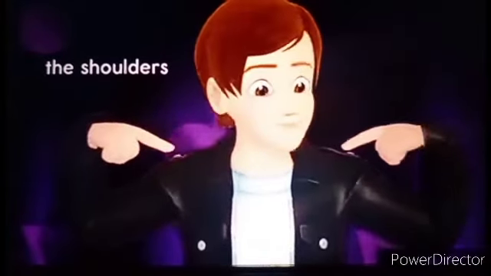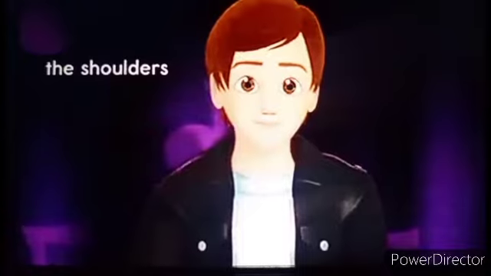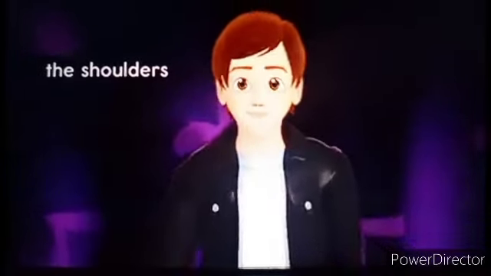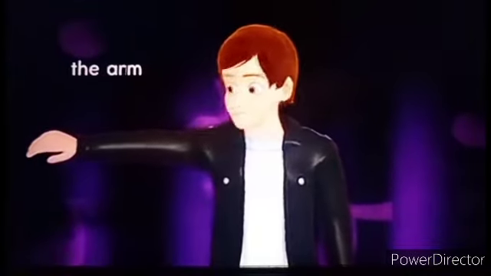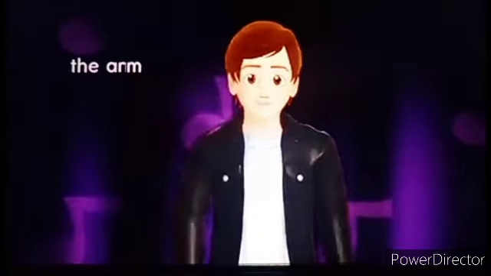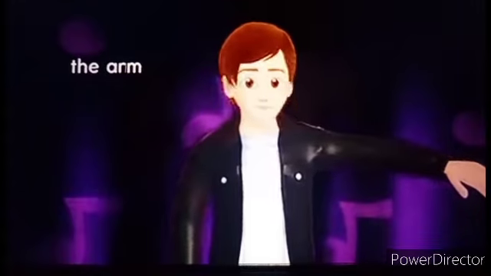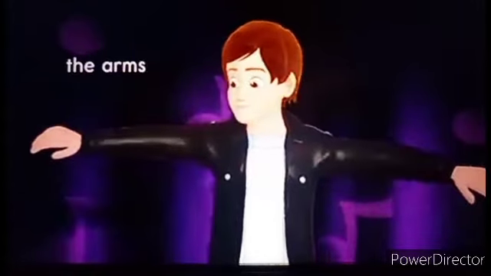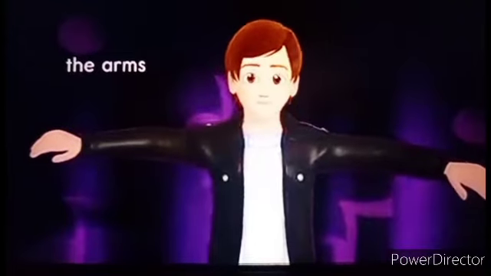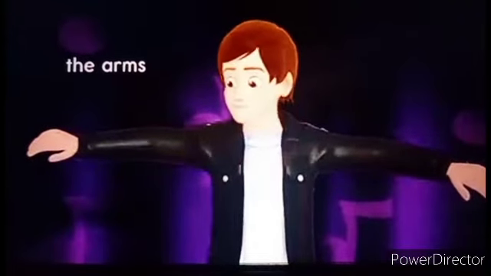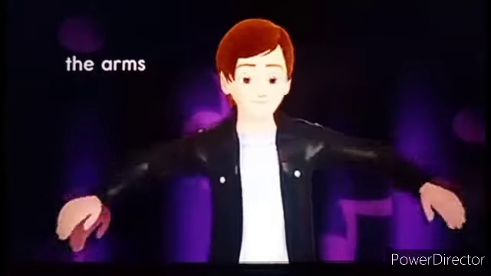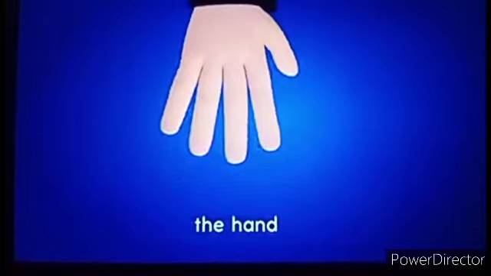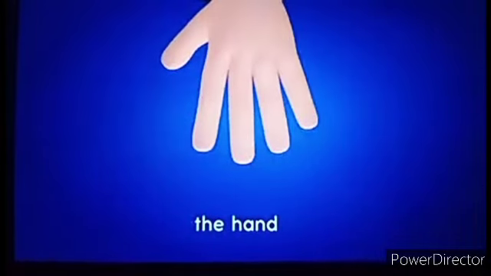The shoulders. The shoulders. The arm. The arm. The arms. The arms. The hand. The hand.